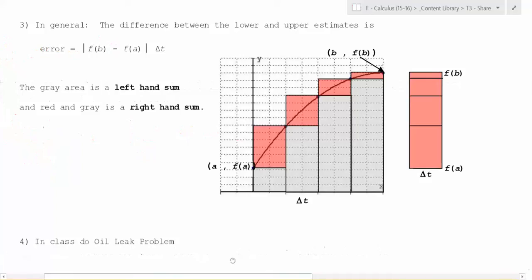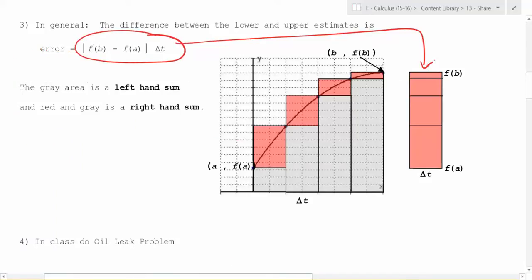Exciting. What does this represent the area of? This right here. What's the distance from here to here? F of b minus f of a. And the base is delta t. So if you want the area of a rectangle, it's just the absolute value of f of b minus f of a, times delta t. Now here's the thing. Why are those absolute value signs there? Because b can't be anything.